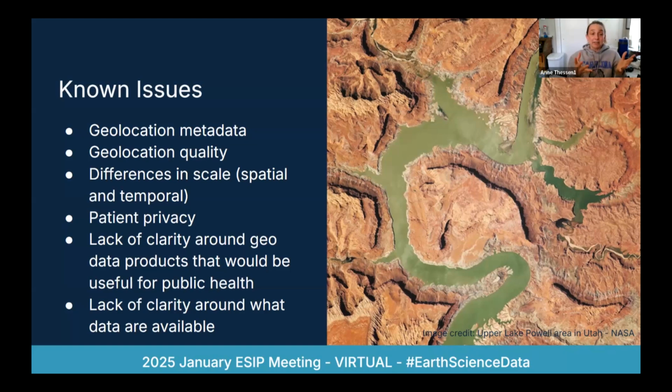And of course, from the earth science side, there's a lack of clarity around what geodata products would be useful for public health. Do we take PM 2.5 average daily, monthly? Over what spatial unit? There are a million different ways to do things and not really any guidance on what would be best. And from the health side, there's a lack of clarity around what geodata are even available, what we can ask for.